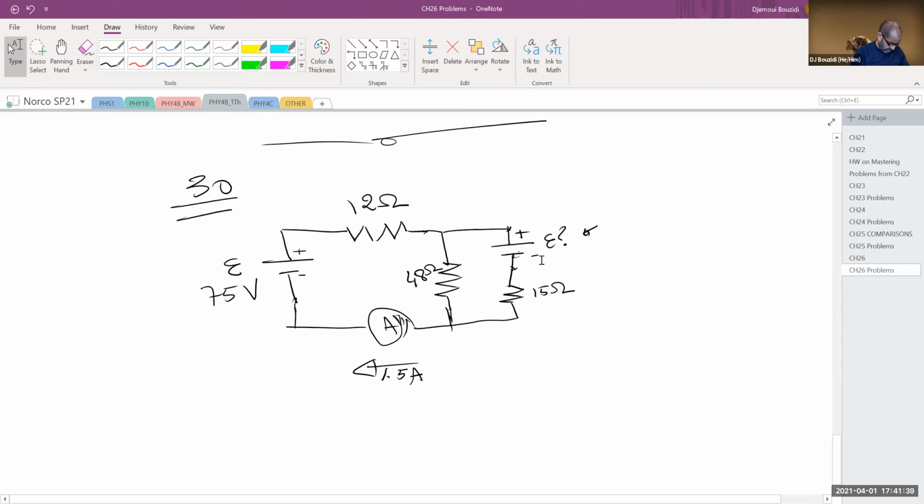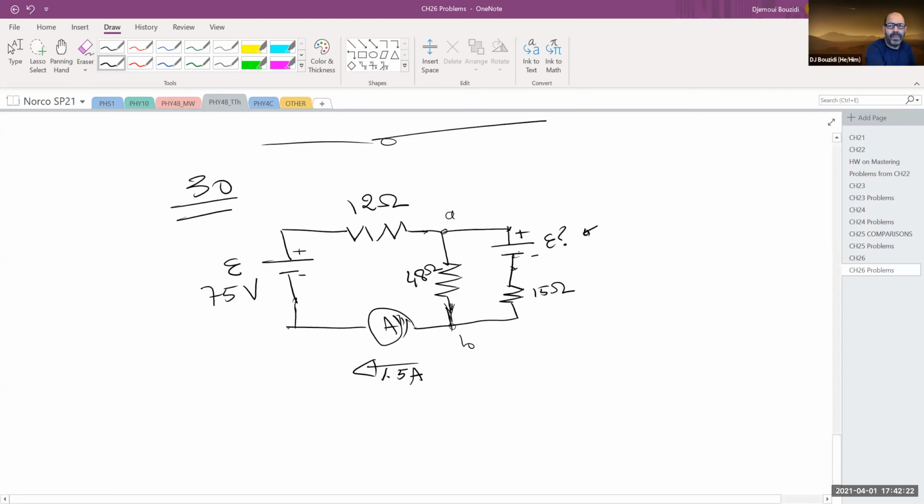So the first question first, let's find that EMF first in magnitude. As usual, it's a good idea to put labels. This junction I'm going to call lowercase a, and this junction I'm going to call B, okay? And I know the current in here is 1.5 amps. If I find the current in here, I'm in business. So if I find the voltage difference between A and B, that means we are in good shape. So I need to find that voltage difference.